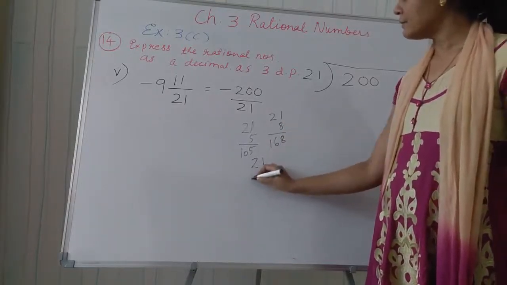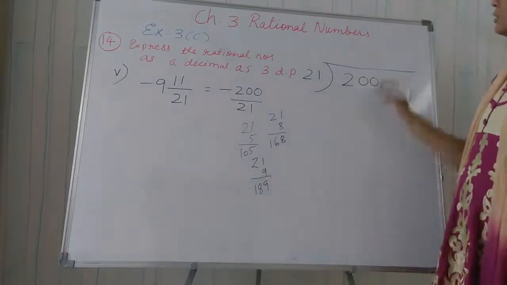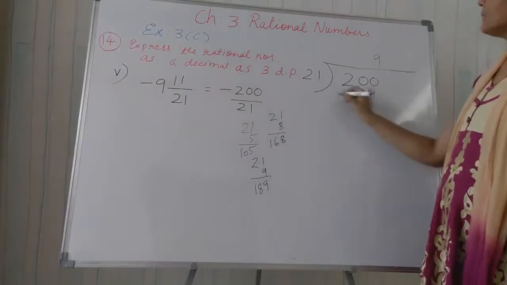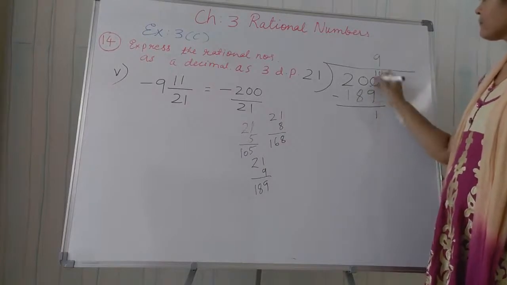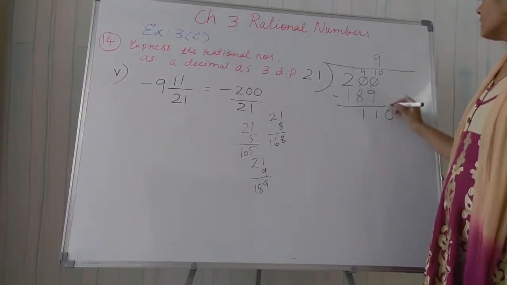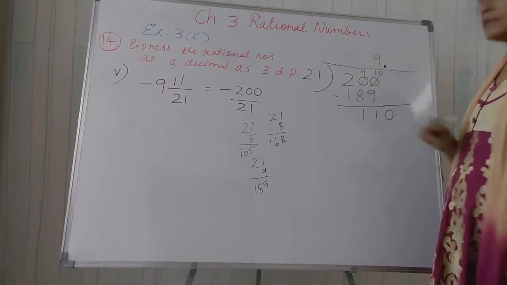21 9s are 189. So I think that will be near to it. So 21 9s are 189. Subtraction. So that we get 11. So I put here point and 10.